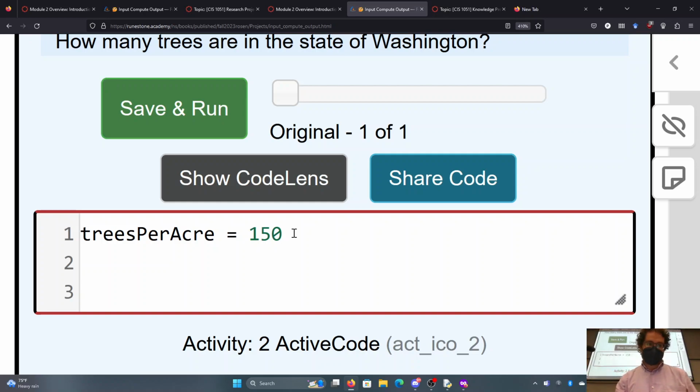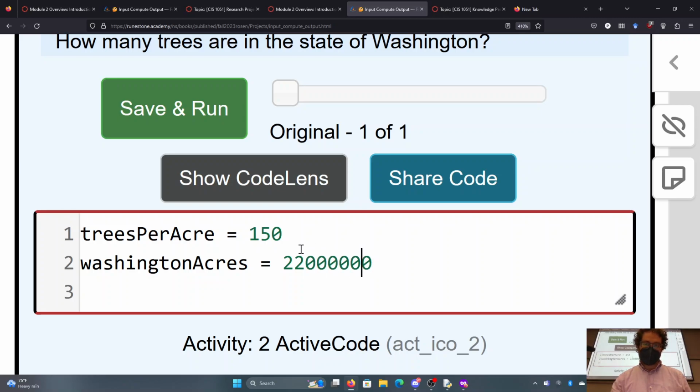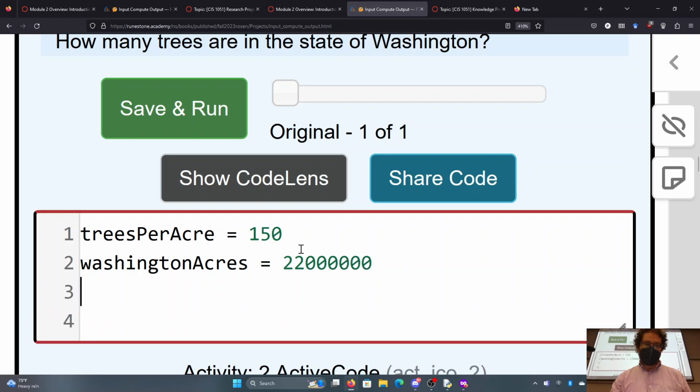22.5 million, so let's call it Washington acres, and that's just total acres, right? So 22 million acres is the idea here, about 22 million acres in Washington. And then percent trees is equal to 0.6, right? We estimated that maybe 60% of the place is forest.